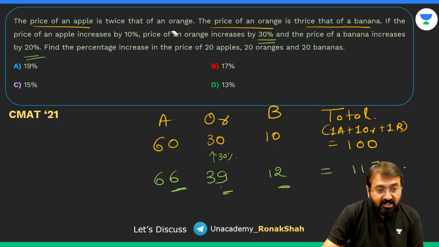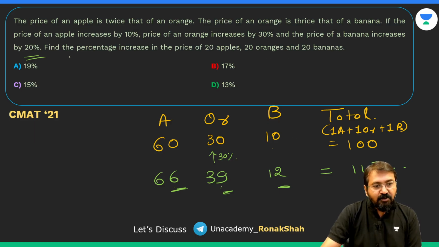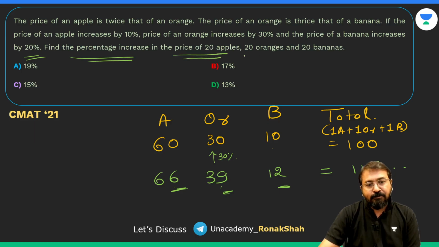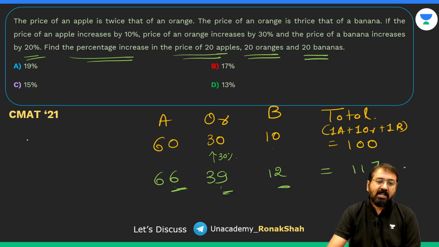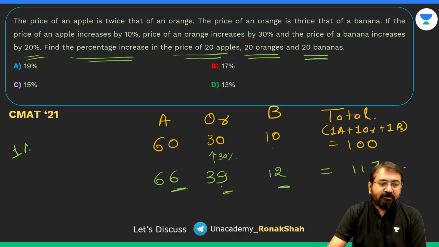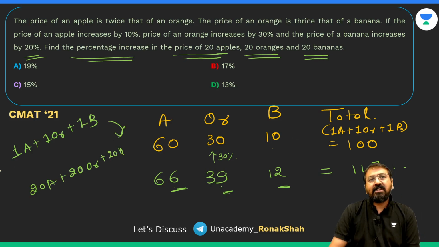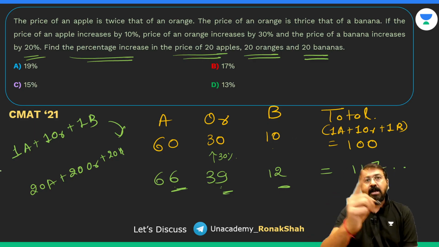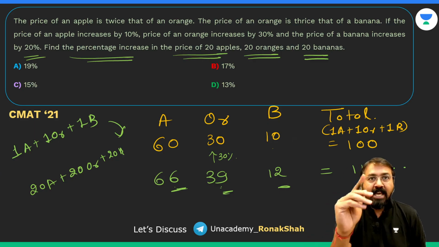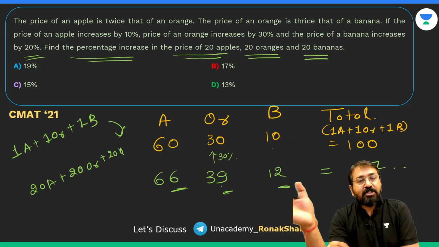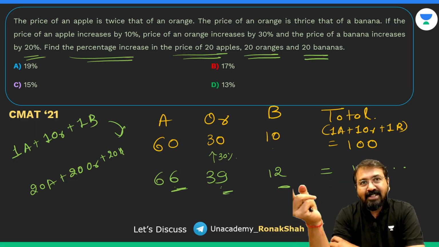Now our question is very tricky. The question is to find the percentage increase in the price of 20 apples, 20 oranges and 20 bananas. Guys, if I compare 1 apple, 1 orange and 1 banana, or 20 apples, 20 oranges and 20 bananas, you know, the percentage change will always remain the same. Are you getting this point? For example, you purchase 1 apple at 5 rupees and next time you purchase 1 apple at 6 rupees. So what is the increase? 20%.